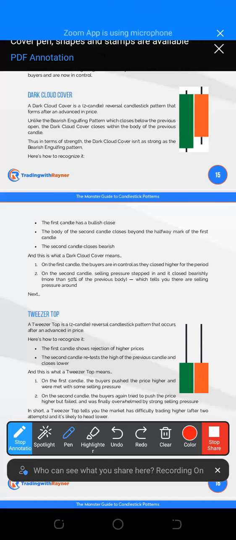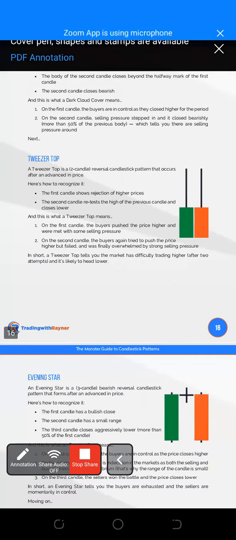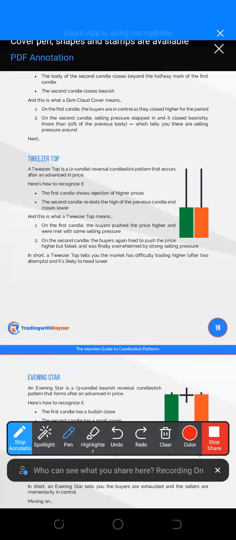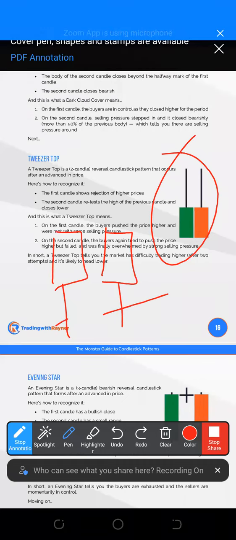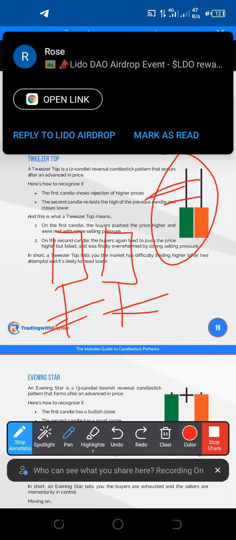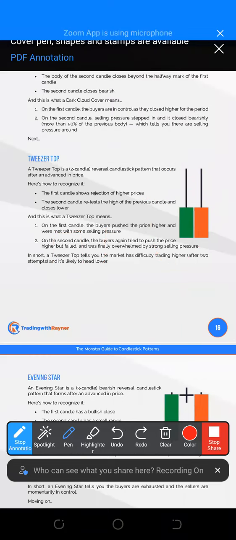So now, followed by the next one, which is what? Tweezer top. If you look at this very well, earlier I've already talked about Tweezer bottom. This is Tweezer bottom. Now we have Tweezer top. Look at it, it's just the opposite of that. Tweezer top is actually showing us that the first candle shows rejection of higher price. When you hear rejection, I explained that last week too.